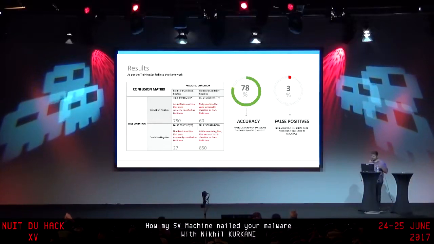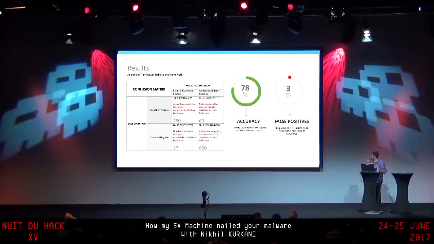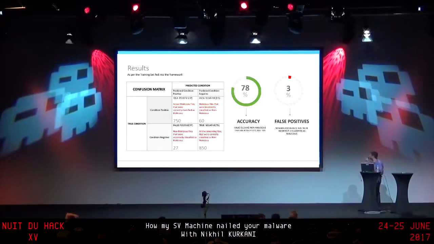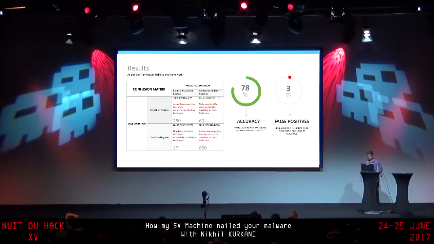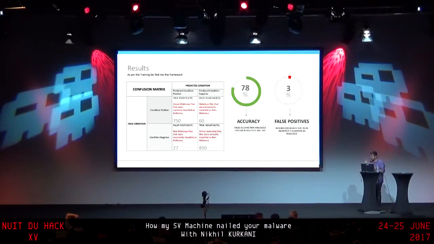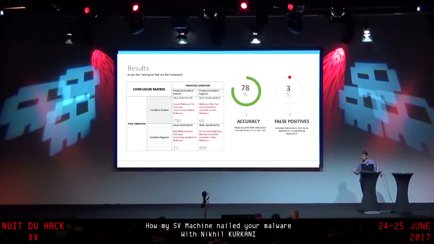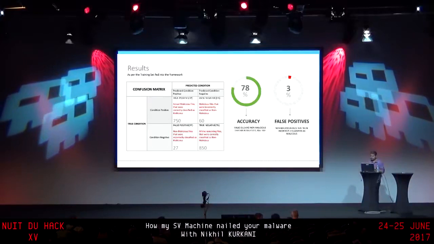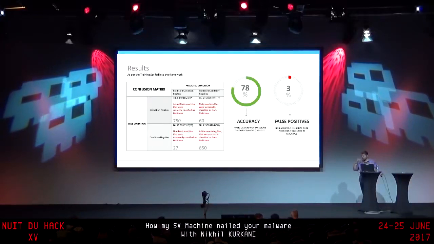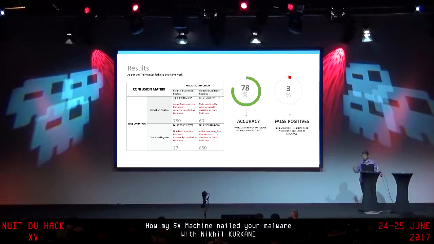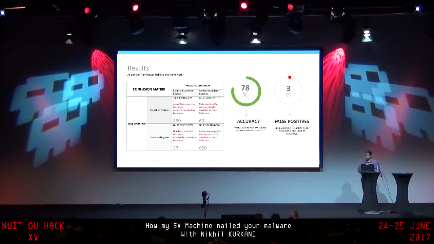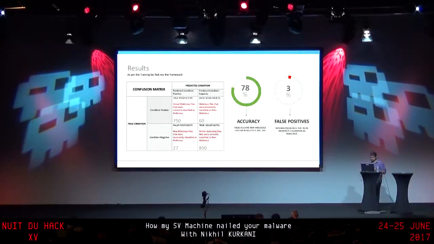So you could say that the accuracy for this was 78%, and the false positive rate was 3%. But this was again done on only 900 different malware samples, which means that we still need a lot more malware for this to be considered an effective model.